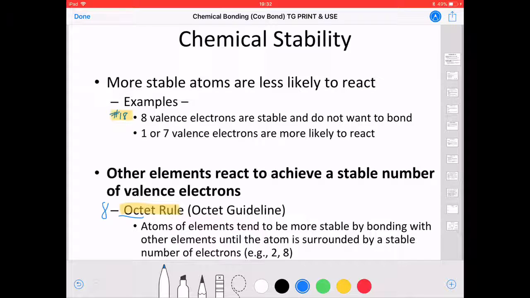Now, I do call this more of a guideline rather than a rule because it does not work 100% of the time for every element on the periodic table. Actually, there's only about 7 that follow the octet rule 100% of the time. So we'll go into that a little bit more later.